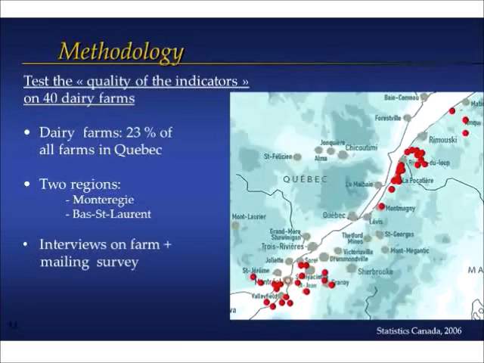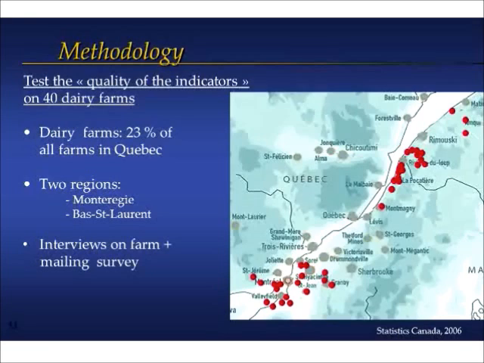Yes, on the map at the bottom left, the red dots represent, for example, the first region, which was the Montérégie region, near you, near Montreal too, and it's a flood region. And the other one was in the east part of Quebec, the Bas-Saint-Laurent region. And we made interviews on the farm and a mailing survey for the social aspect, for collecting the data and validating the indicators.